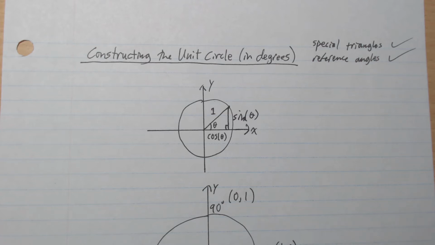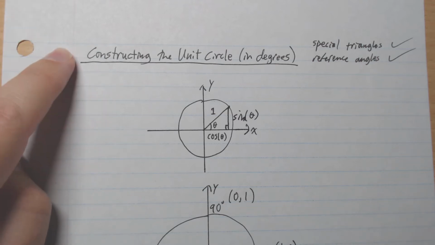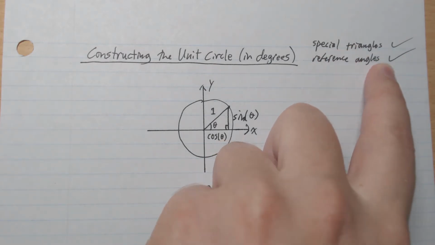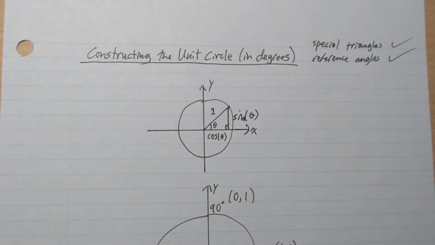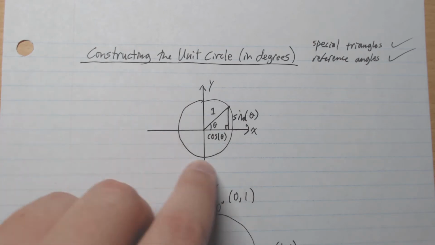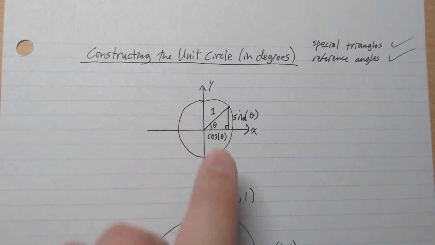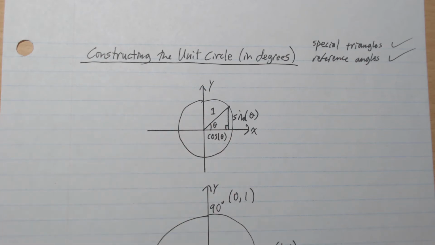Hey everyone, welcome back. Today we're going to construct the unit circle in degrees. If you've completed the previous video, special triangles and reference angles, then today's lesson will be a lot easier for you. Alright, so just to remember, a circle here with radius 1. The x value at angle theta is called cos of theta, and the y value is called sine of theta.